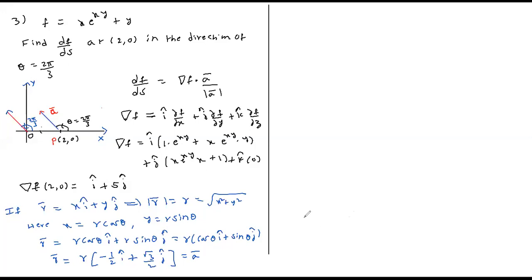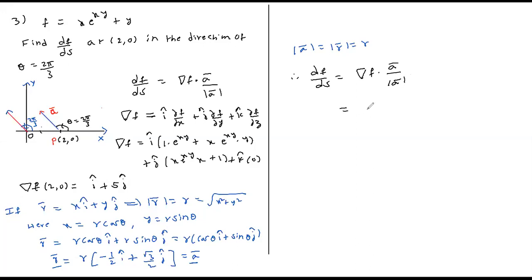Okay. So what is modulus of a bar? Modulus of a bar is nothing but modulus of r bar, which is nothing but r. You agree? Both r bar and a bar are same. Is that okay? Now we got the direction. You got the direction, which is a bar. You got the gradient. Okay. So what is the directional derivative formula? Therefore, df by ds is equals to del f dot a bar by mod a bar.